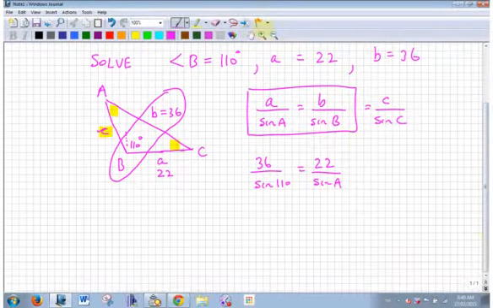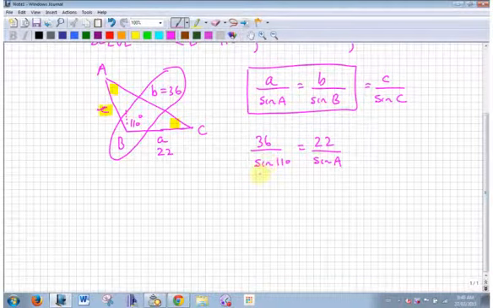So that is the Math 11 stuff. Now it looks ugly, right? You didn't get trig till grade 10, but algebraically, that's just grade 9, maybe even a hard grade 8 question. I want to solve this for sine A, okay? So first thing I probably want to do is cross multiply. Sine A times 36 is 36 times sine A equals 22 times sine 110.